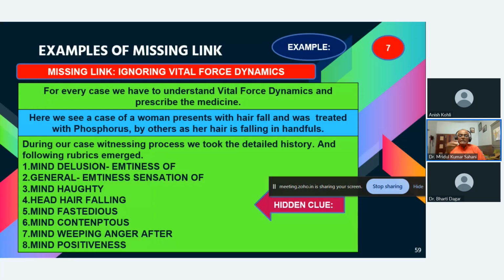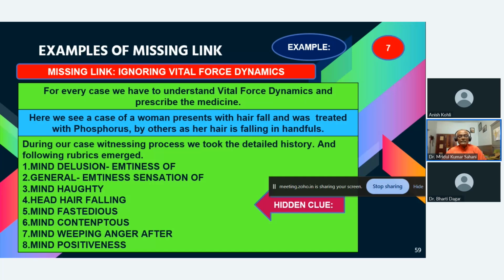Now case number 7, ignoring the vital force of the patient. For every case, we have to understand the vital force, the dynamic, and prescribe the medicine. Here we have a case of a woman presenting with hair fall, which was treated with Phosphorus by others, as her hair was falling in handfuls.